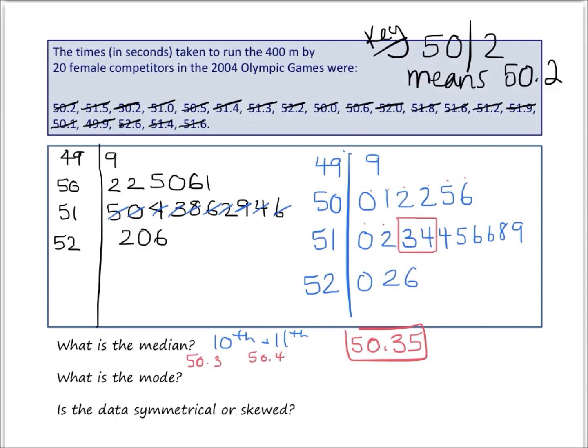The mode is going to be the most common. So in this case, it looks like we've got 2 modes. So I've got 50.2 comes up twice, and 51.6. So this data is what we call bimodal. So we can have 2 modes, but that's all. Okay, that's the limit. And the mode is both 50.2 and 51.6. And the next question is this data symmetrical or skewed? So it is fairly symmetrical. I'd say we have a little bit more data towards the high end, but in general this looks like pretty symmetrical data.